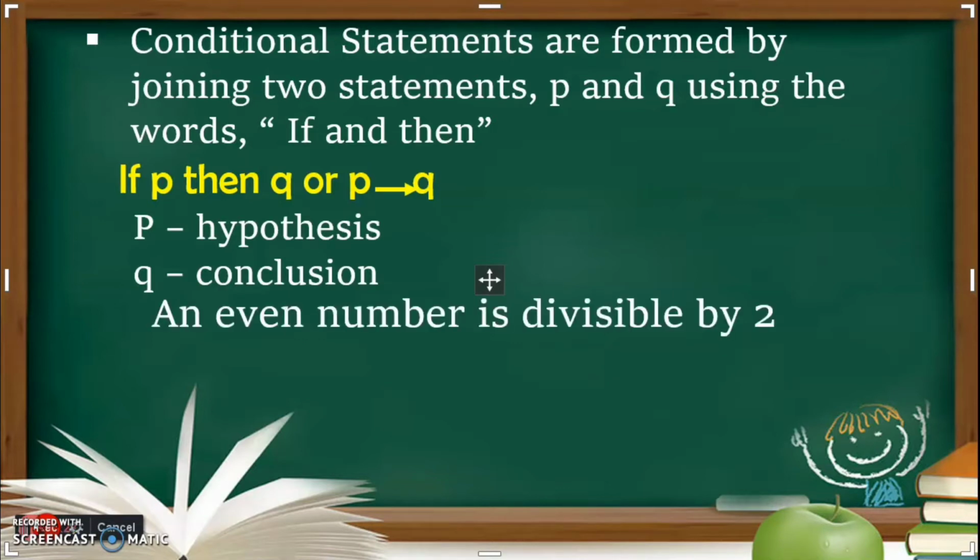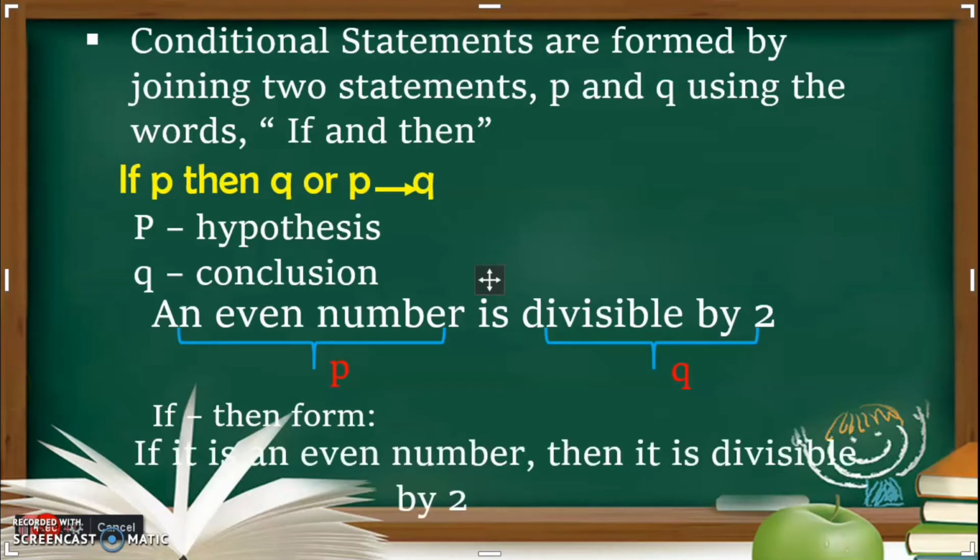An example natin, an even number is divisible by 2. So, our P is the even number. Divisible by 2 is our Q or our conclusion. An even number is our hypothesis. We will make this statement to an if-then form. If it is an even number, then it is divisible by 2.